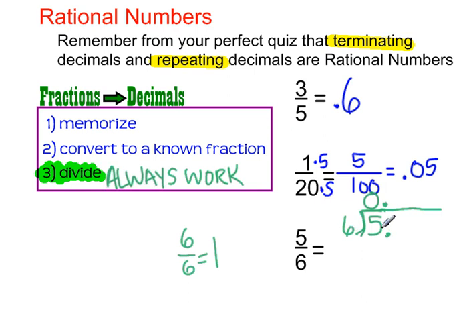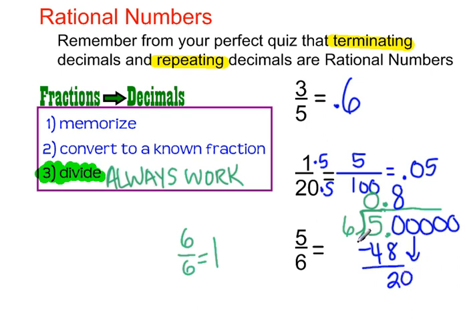6 didn't go into 5, so I'm going to have to add a 0 here. I can add as many zeros as I need. I don't know how many I'll need, but 6 goes into 50 8 times. 6 times 8 is 48. I've got 2 left over. I'm going to bring down a 0. 6 goes into 20 3 times. 6 times 3 is 18. I've got 2 left over.